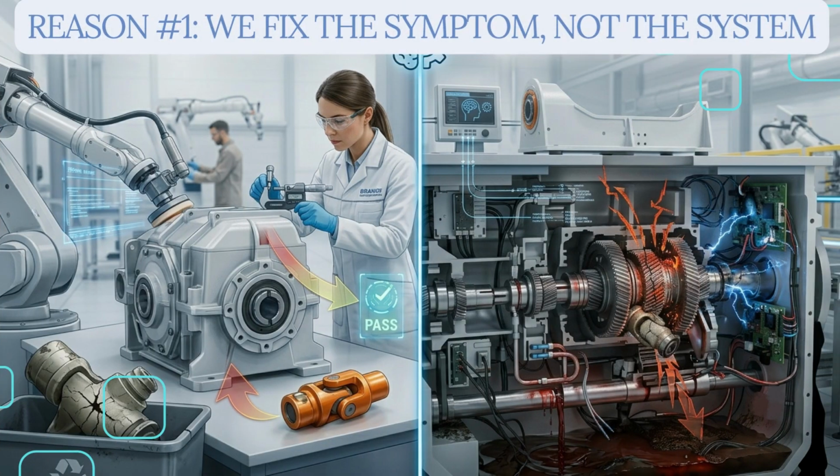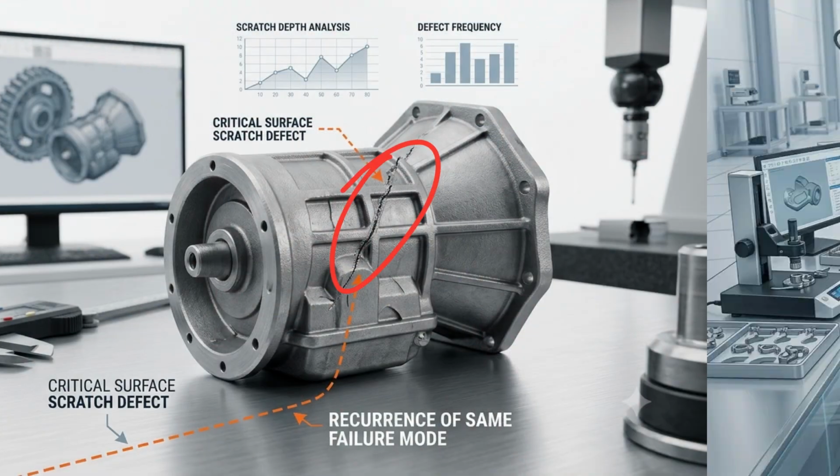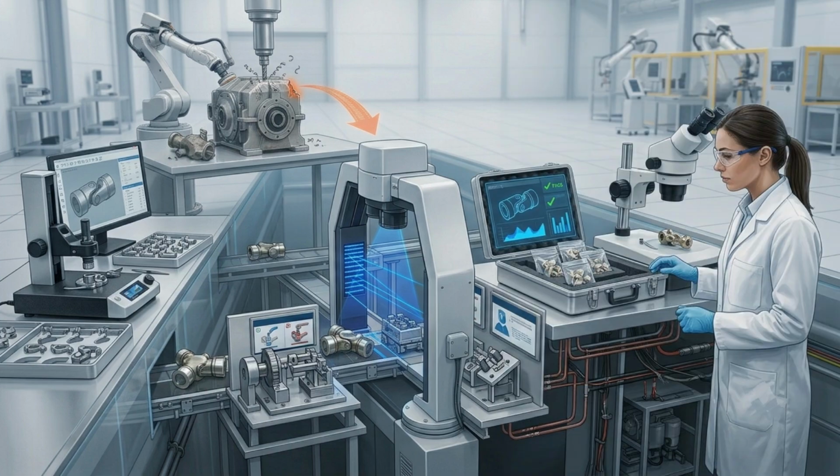Reason number one, we fix the symptom, not the system. Let's start with the most common one. We fix what we see, not what is causing it. For example, a part has a scratch. So we do extra inspection, more handling care, maybe even rework before shipping. The scratch rate goes down. CAPA is closed. Problem solved, right?